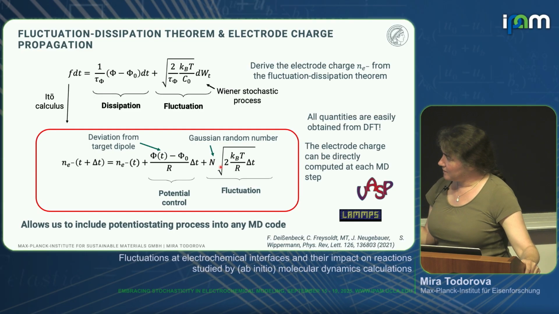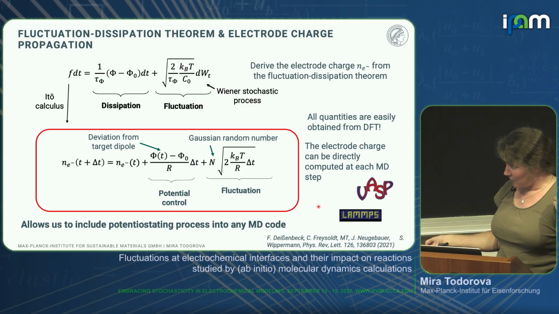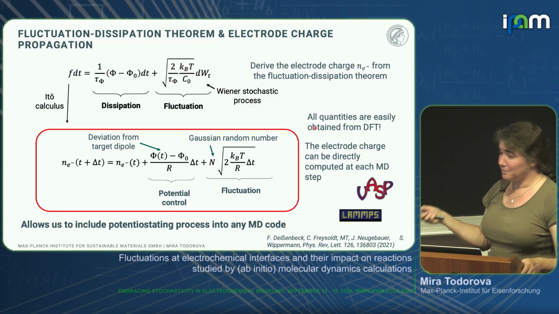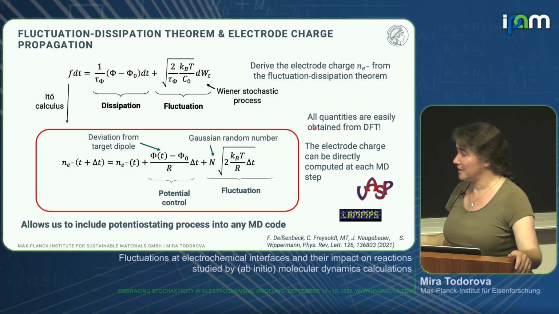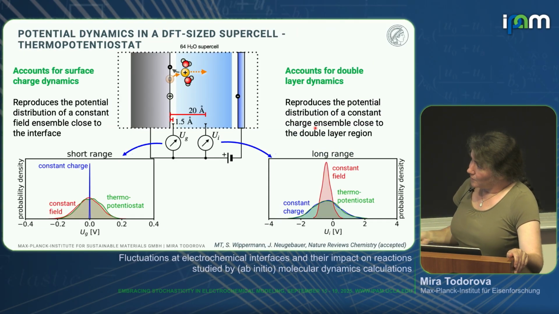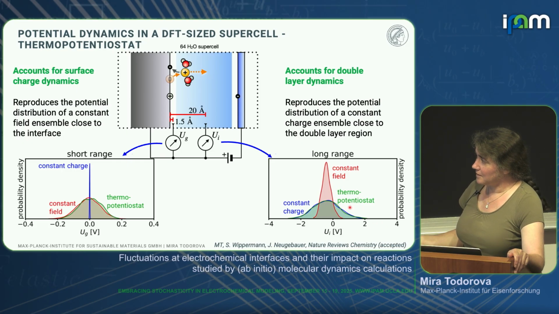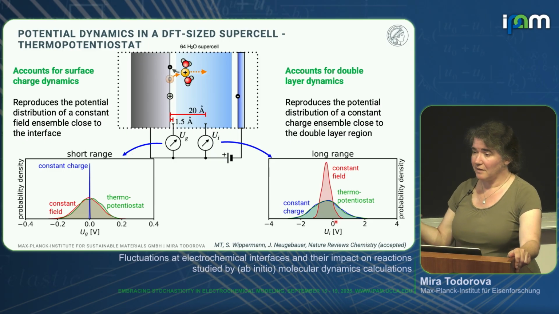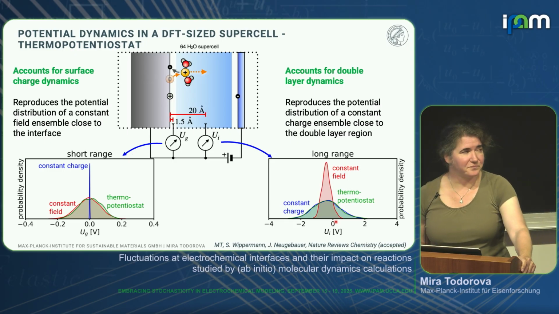And this has been implemented in VASP and in LAMMPS, and I hope by the end of the year we have it also generally available in VASP with the new Python bindings. So if we use now our thermopotentiostat, we can look at the distribution that we get. This is the green one, and we can see that both close to the interface and in the electrolyte region, we get a distribution like we would expect it. And so we ensure that we are sampling the correct distribution.